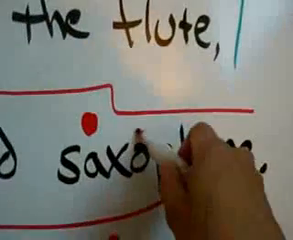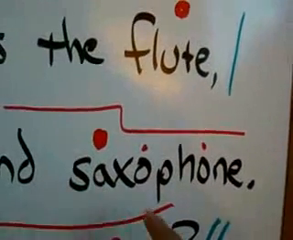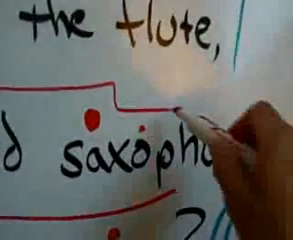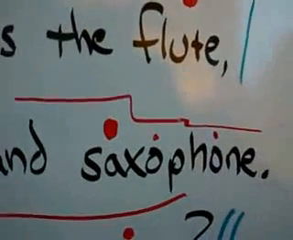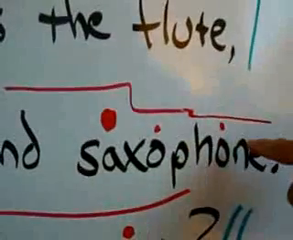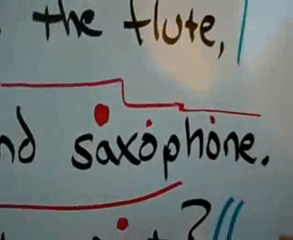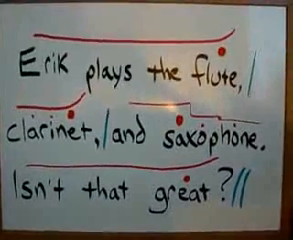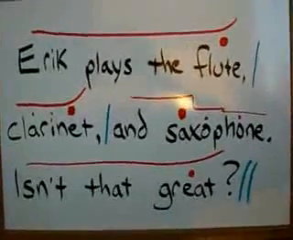Clarinet. In the case of saxophone, there are also 3 syllables, but the stressed syllable is the first one, which means we have 2 more syllables to make our voice fall down, and actually can fall down even further. The more unstressed syllables that follow, the more our voice can step down. Saxophone. Listen to the entire example again. Eric plays the flute, clarinet, and saxophone. Isn't that great?